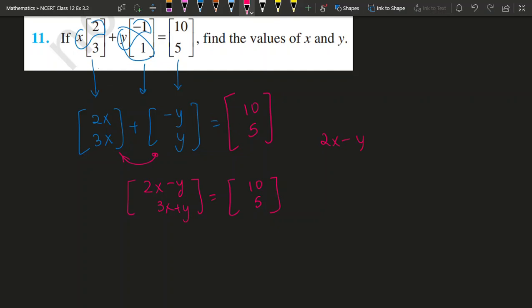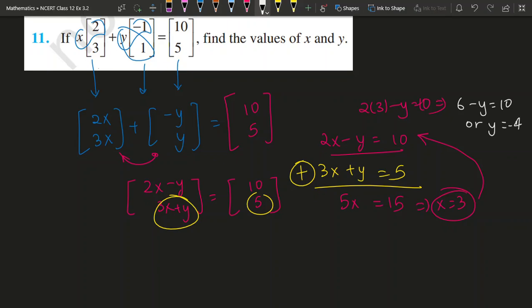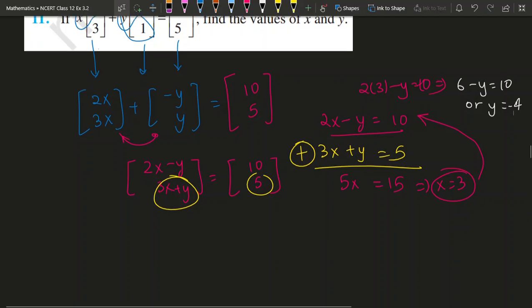So you are now left with two equations. 2x minus y equals 10, and 3x plus y equals 5. You add these two equations, since this is just a linear equation in two variables. You add these and you get 5x equals 15, so x equals 3. Use x equals 3 and put it into the first equation. So 2 times 3 minus y equals 10, or 6 minus y equals 10, or y is equal to -4. Okay, so you have solved for x and y.